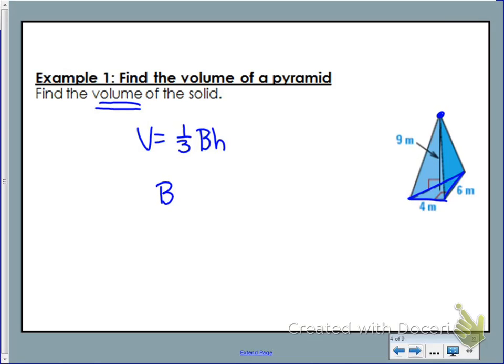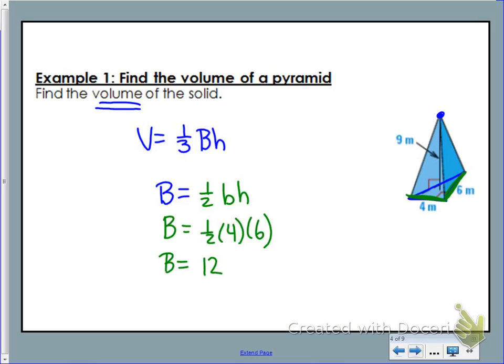So we're going to go ahead and find the area of the triangular base. In this case, we're given the base and the height, which is really nice because they both meet at a perpendicular right angle. So we can do 1/2 base times height right away. So 1/2 times 4 times 6 tells us that the area of the base is 12 square units.